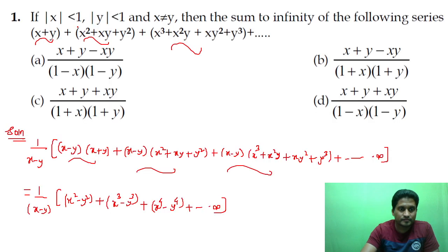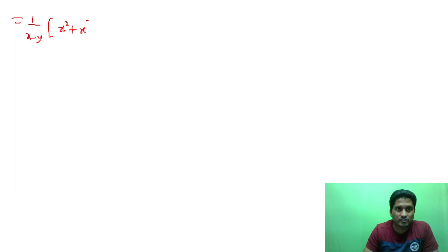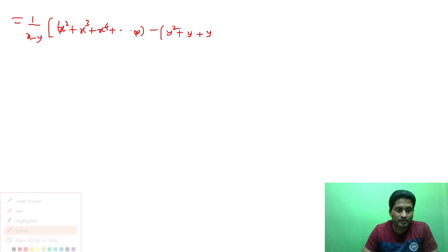This 1 upon x minus y into a bracket can be written as x square plus x cube plus x to the power of 4 and so on up to infinity. Okay, and then I'm going to take minus common. This will be equal to y square plus y cube plus y power 4 and so on up to infinity.